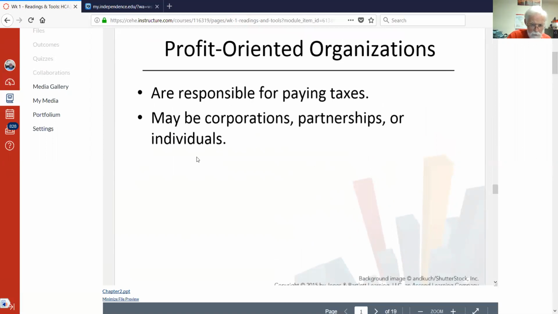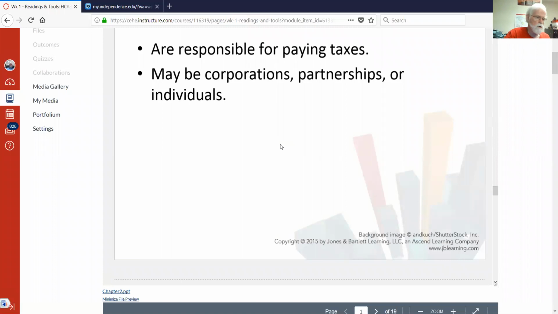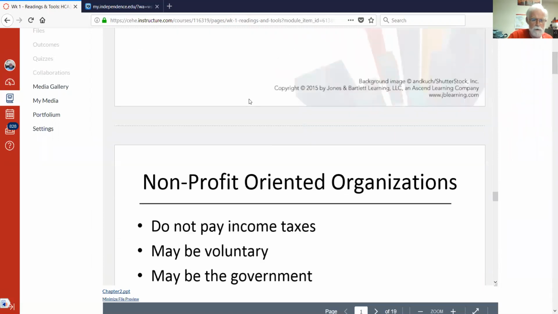They can be a number of different kinds of structures. I don't know if you've had a class in organizational structure, but you have corporations, you have partnerships, and you have sole proprietorships, you have LLCs, you have PCs, professional corporations, you have LLPCs, limited liability professional corporations. There's a lot of things.